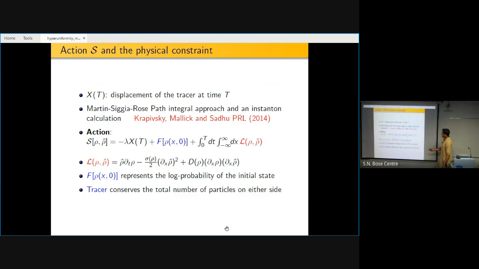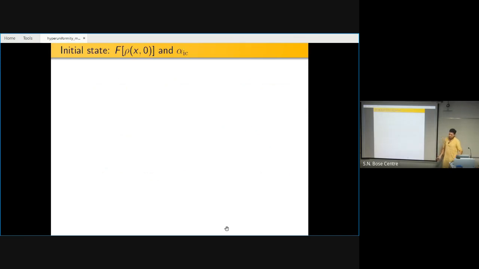In this problem, you also need a physical constraint that will give you the boundary condition. This is really an initial condition, but it's called a boundary condition because you use partial differential equations. It has to come from a constraint, and the constraint is the hardcore constraint that the tracer conserves the total number of particles on either of its sides at all times, because the particles are not allowed to cross each other. The only thing you have to now understand is how this enters the problem for this interacting homogeneous system.